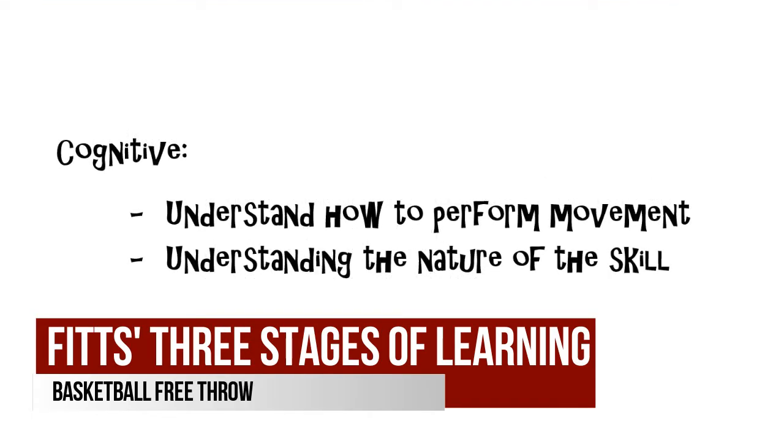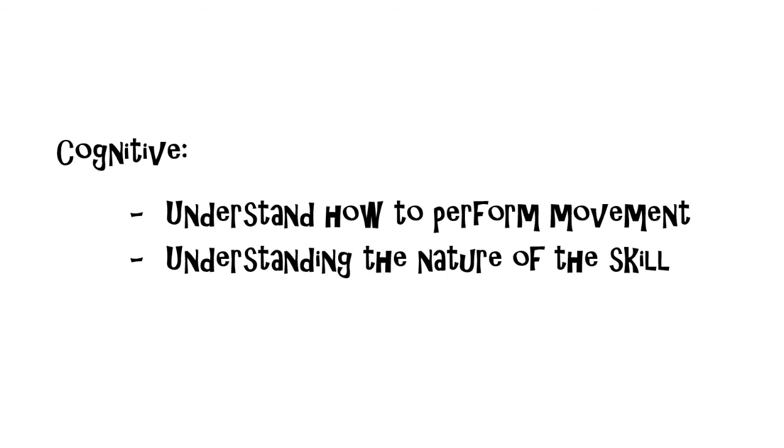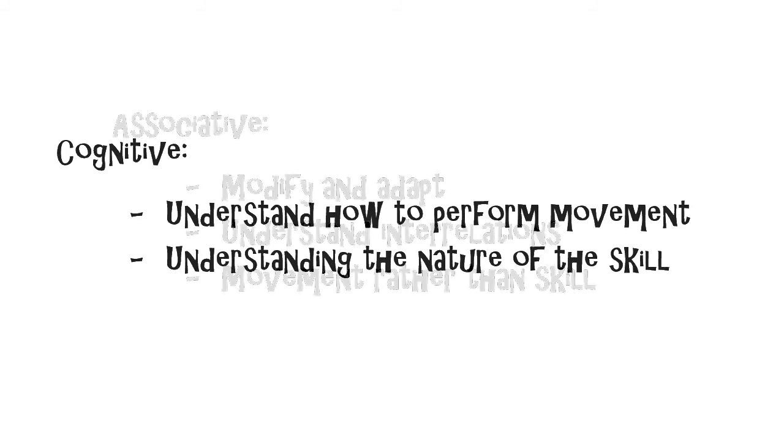According to Fitts's three stages of learning, the cognitive stage requires attention. During this stage, the learner attempts to understand how to perform the movement by understanding the nature of the skill through observation and verbal and sensory feedback.